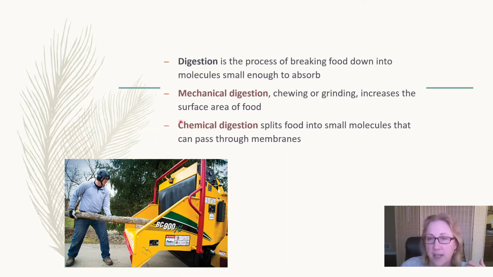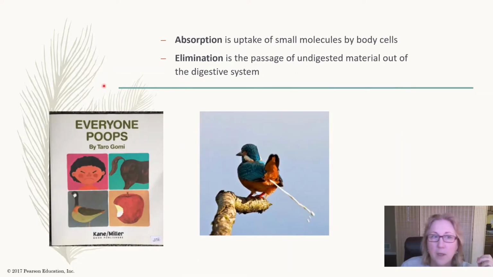And then chemical digestion is using enzymes to break down the actual molecules, large molecules being broken down into small molecules, like proteins being broken down into amino acids. That would be chemical digestion. The next step would be absorption of those nutrients into the body, and we'll talk a bit about that in the small intestine. And then elimination would be getting rid of whatever cannot be digested.